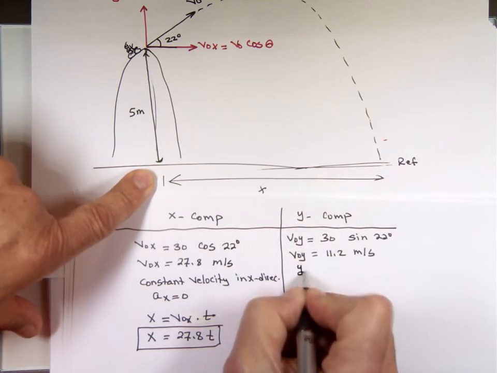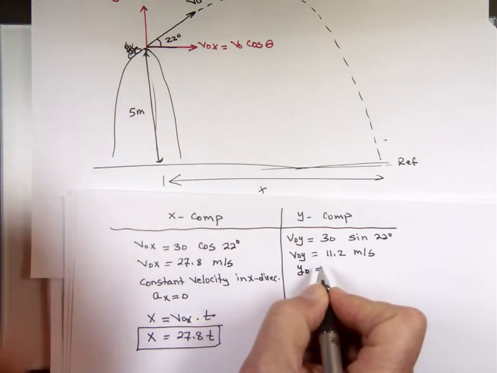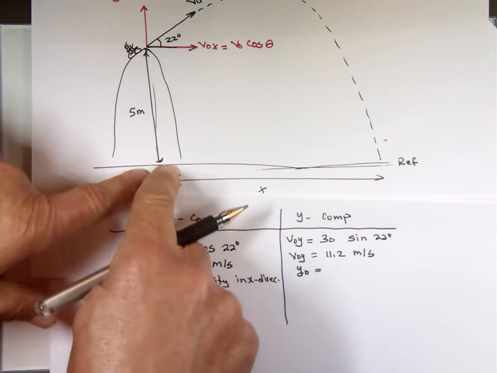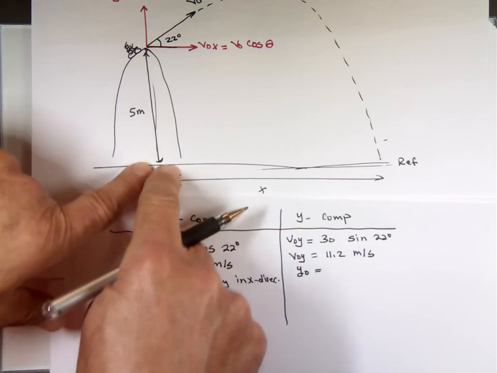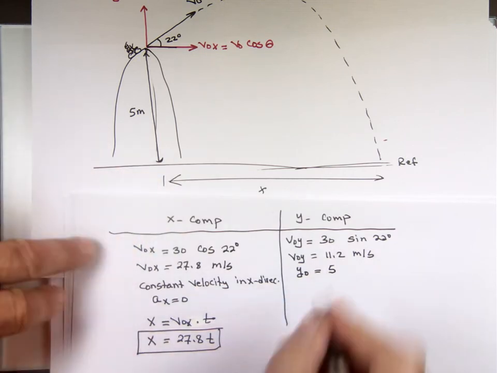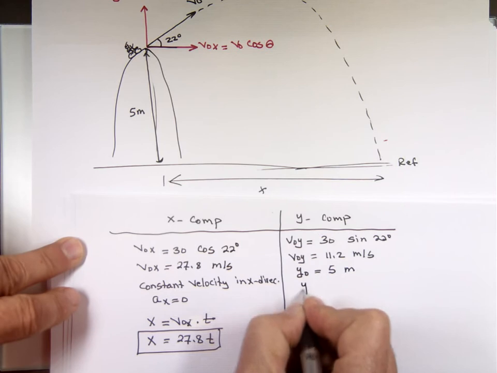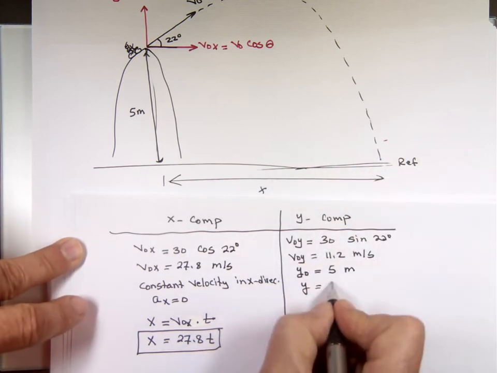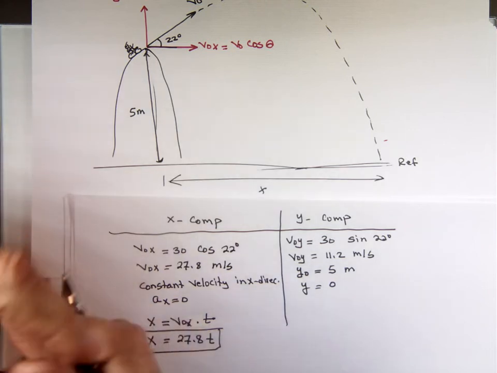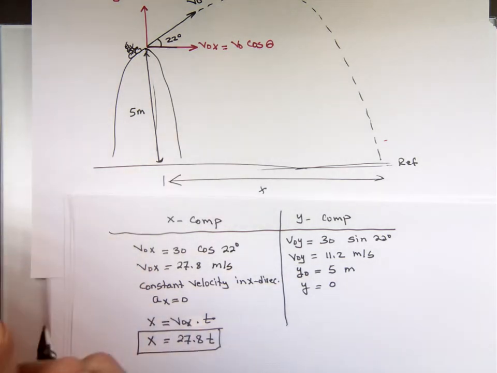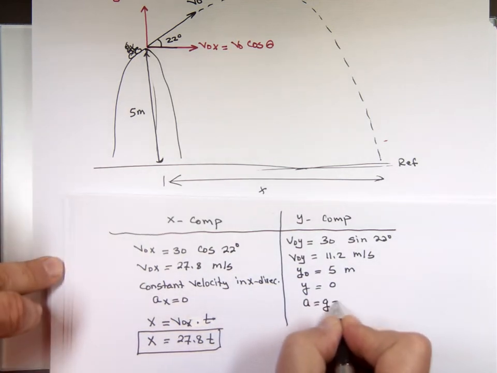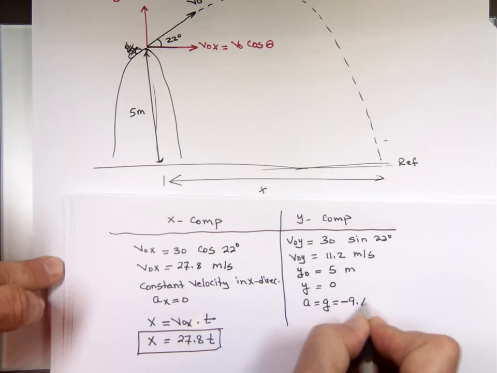When the person took off that ramp there, what was their initial height? 0? No. From here, what was it? 5. 5, yeah. When they landed, what was their final height? That was 0. I know the initial velocity. I know y, I know y0. What else do I know? I know acceleration, which is gravity, negative 9.81 meters per second squared.